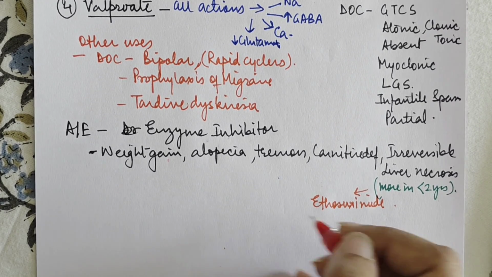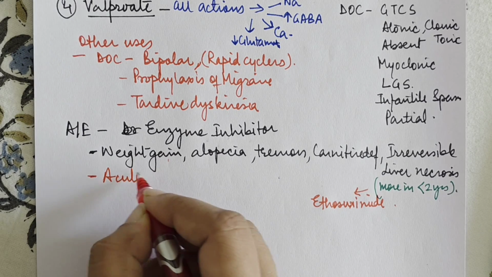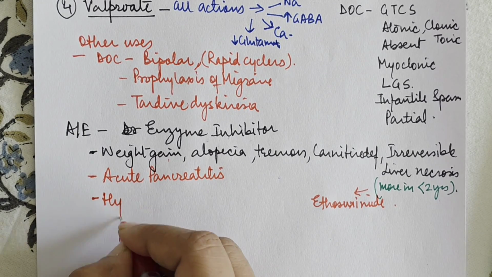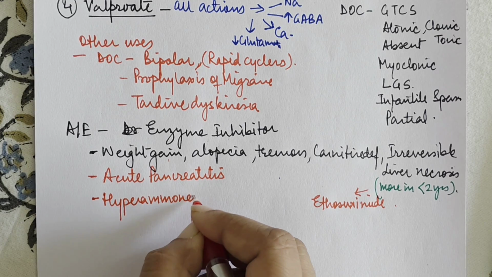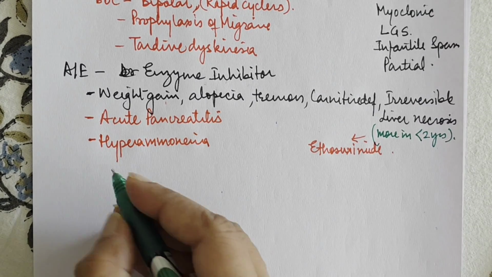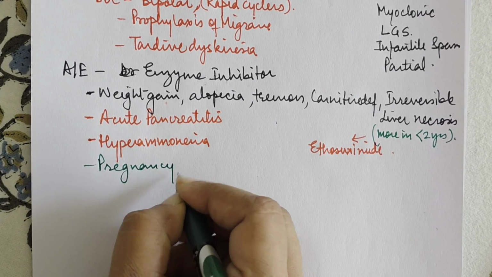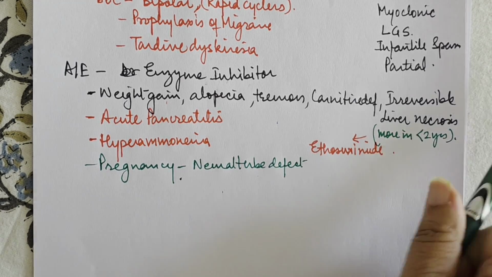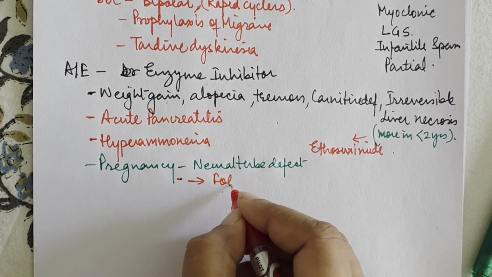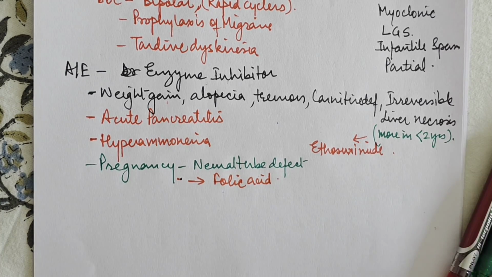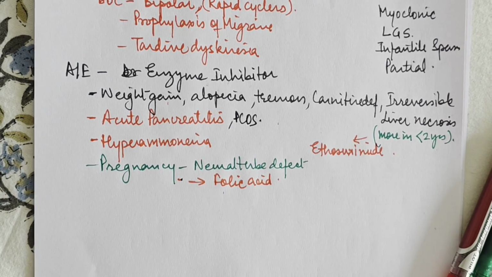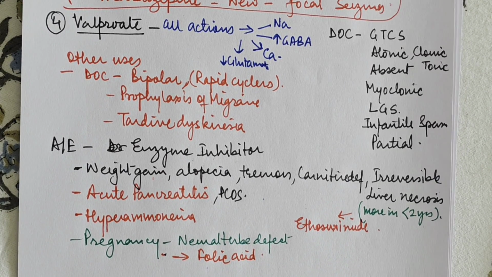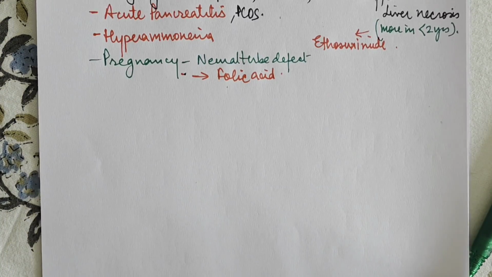Okay. Then it also causes acute pancreatitis and hyperammonemia. If it is given in pregnancy, then it can result in neural tube defect. So if the patient is epileptic, then give folic acid to the patient. Valproate can also cause PCOS in girls. Okay, so valproate is a very good drug and it has got multiple uses, but adverse effects do occur, so keeping them in view we have to use it.